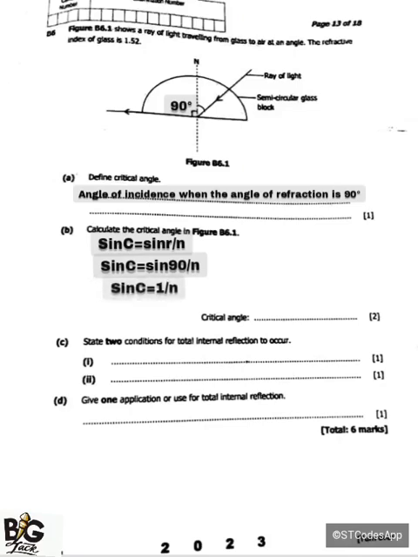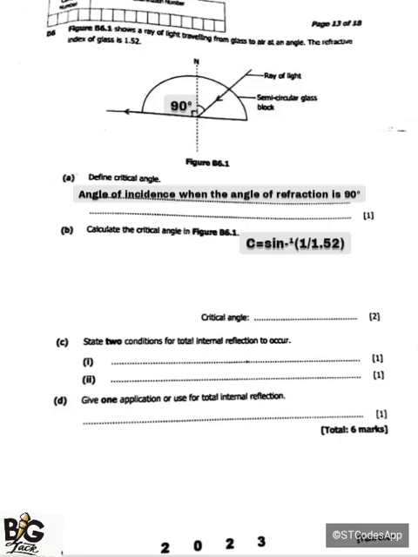Like the way I was saying, the refractive index is denoted by small letter n. In the question, they have given us the refractive index, which is 1.52. Now here we are calculating the critical angle, not sine critical, which means we need to make sine the inverse. So critical angle is equal to sine inverse, open bracket, 1 over refractive index, which is 1.52. When you divide 1 over 1.52, you are going to get what?